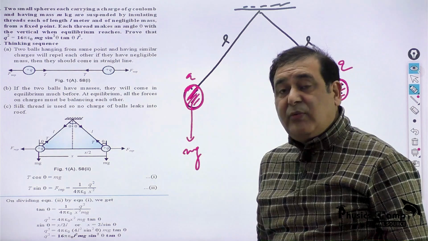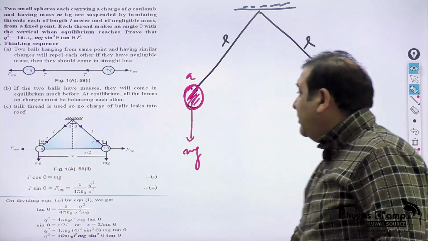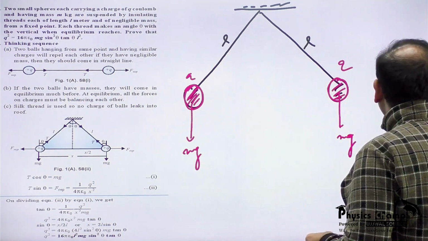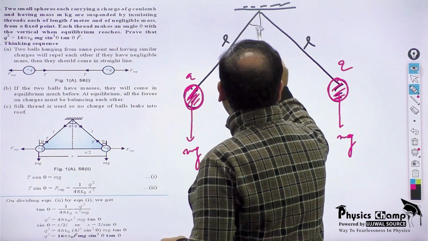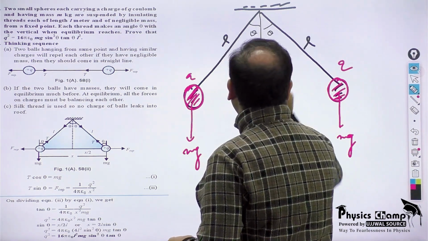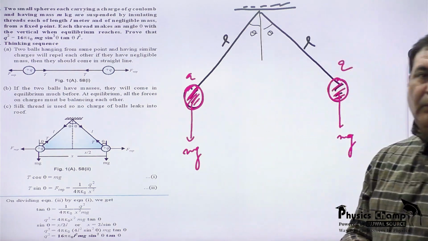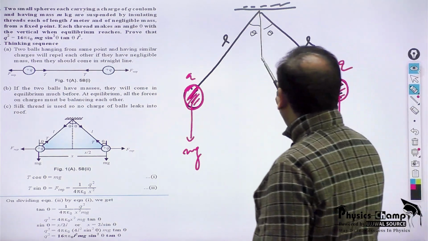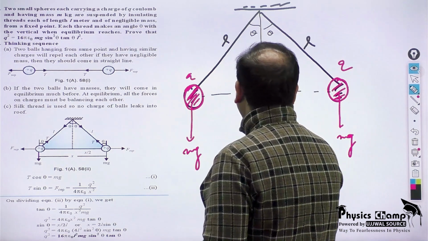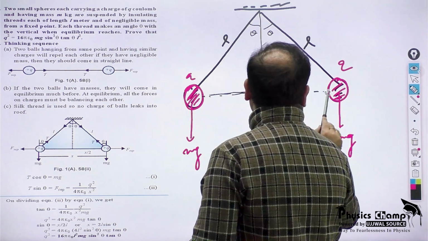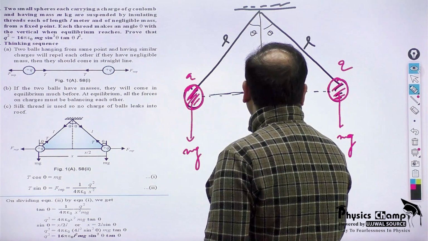Tension will balance the force of repulsion. But in this case, they will certainly stop somewhere, making maybe an angle theta with the vertical, both the balls. And maybe at that time when the system is at rest, the separation between them is x.